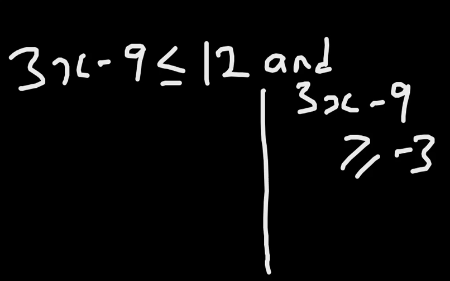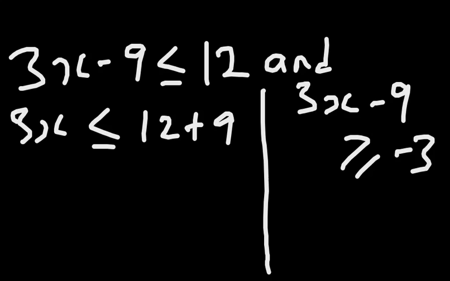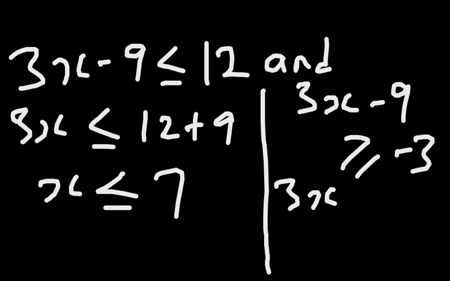So let's first deal with 3x minus 9 less than or equal to 12. For this we're going to have 3x less than or equal to 12 plus 9, and this gives us x less than or equal to 7. Now for the other one, 3x minus 9 greater than or equal to minus 3, this is going to be 3x greater than or equal to 6. So x greater than or equal to 2.